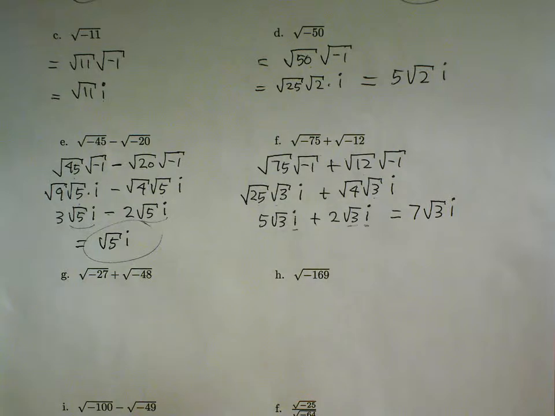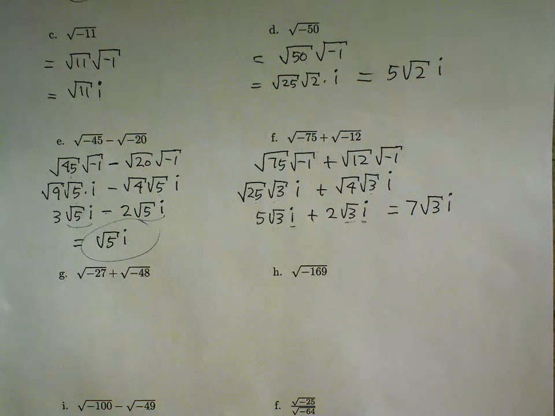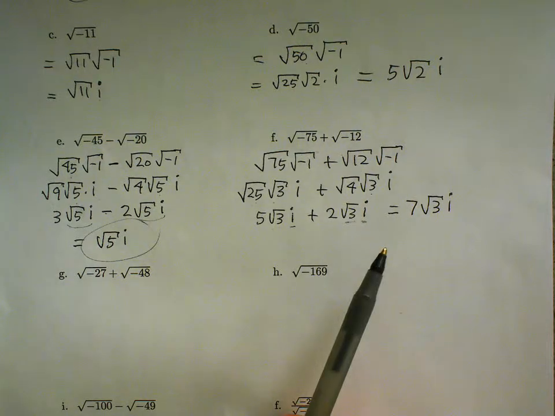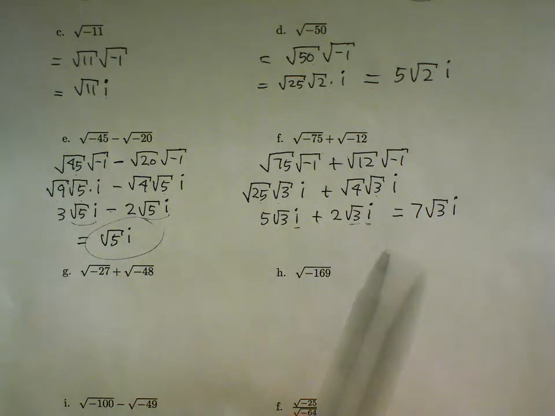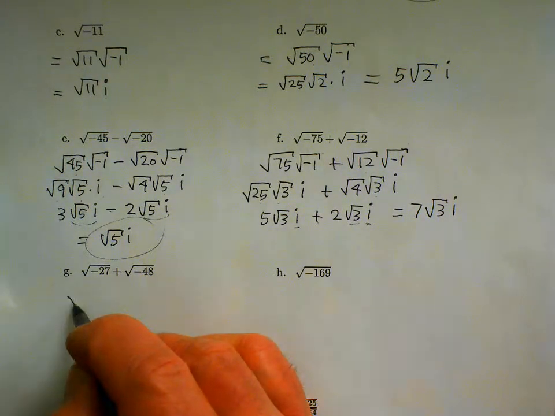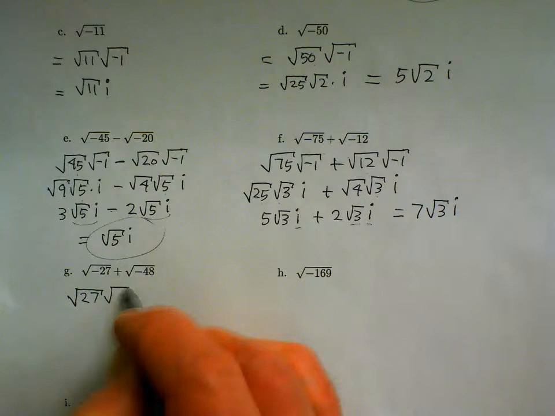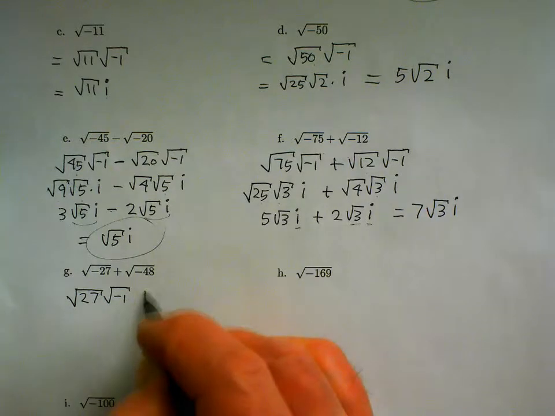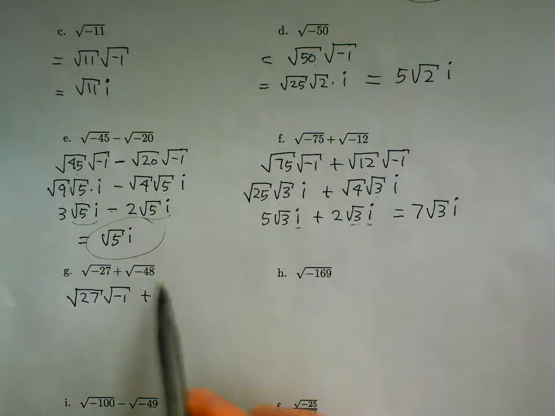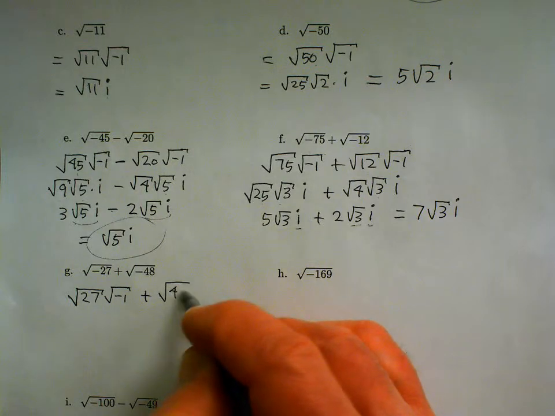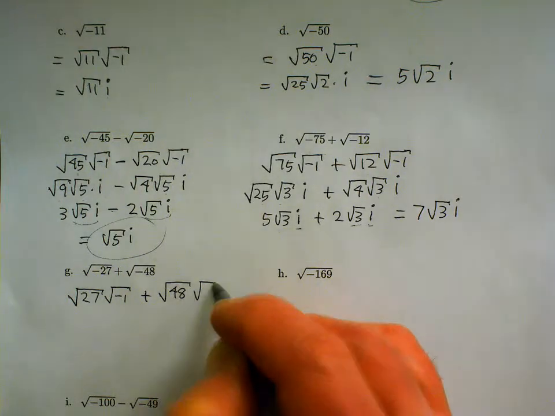Okay, the next example, the square root of negative 27 plus the square root of negative 48. Okay, so the square root of negative 27 is equivalent to the square root of 27 times the square root of negative 1. We're adding that to the square root of negative 48, which is equivalent to the square root of 48 times the square root of negative 1.